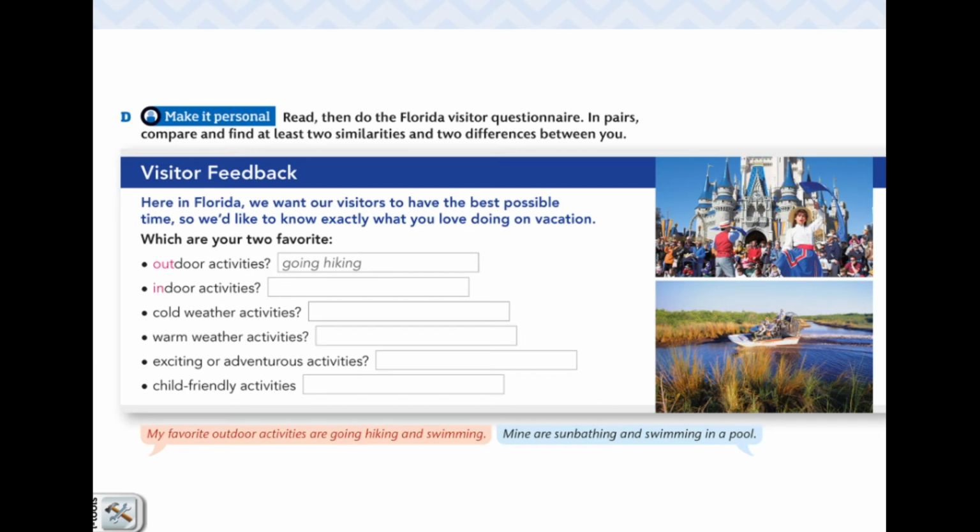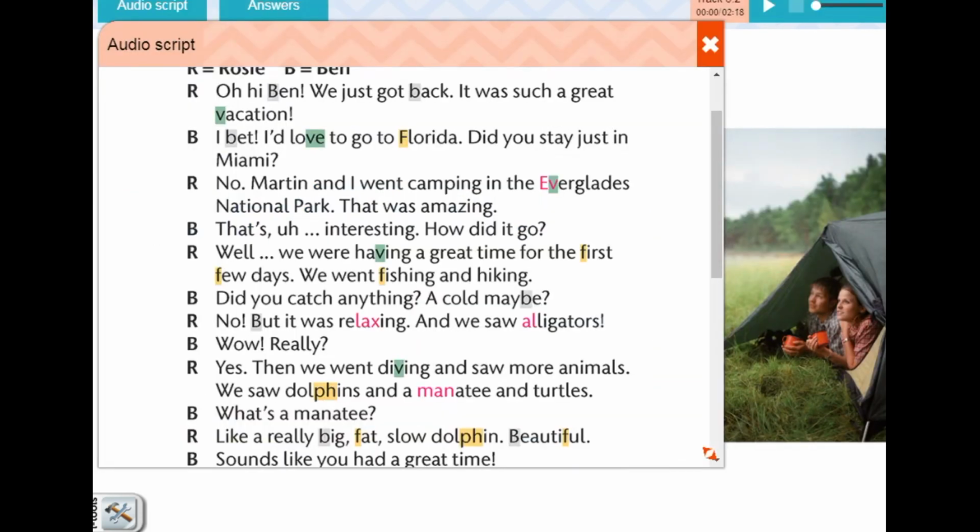So based on these activities, do the forum activity at Ava and write the fun activities that you like doing on your vacation. Based on this exercise, try to write at the forum some of the activities that you like doing, sports that you play, things that you go doing, right? Let's go ahead.